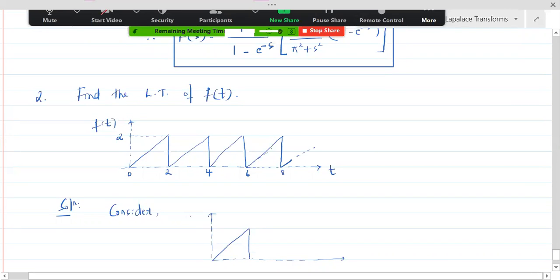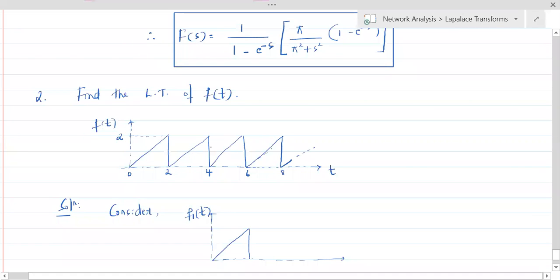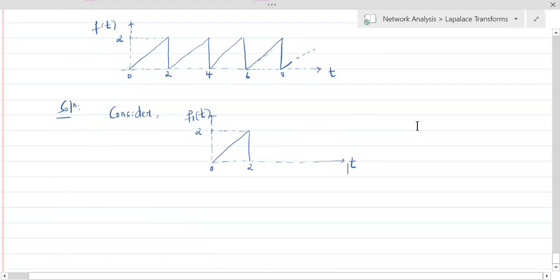What is this? This is f1 of t. Let's call it f1 of t. The given signal is f of t, which is a repeating, periodic signal. But let's just consider the part which is repeating. This is 0, this is 2. So how would you construct this signal, and how do you express this mathematically and obtain the Laplace transform of f1 of t?